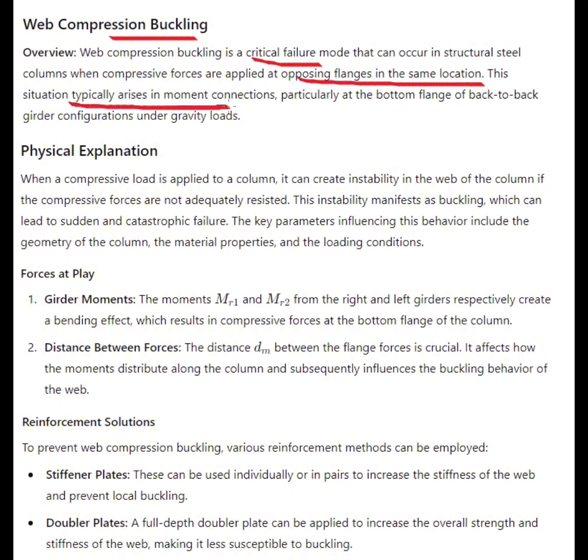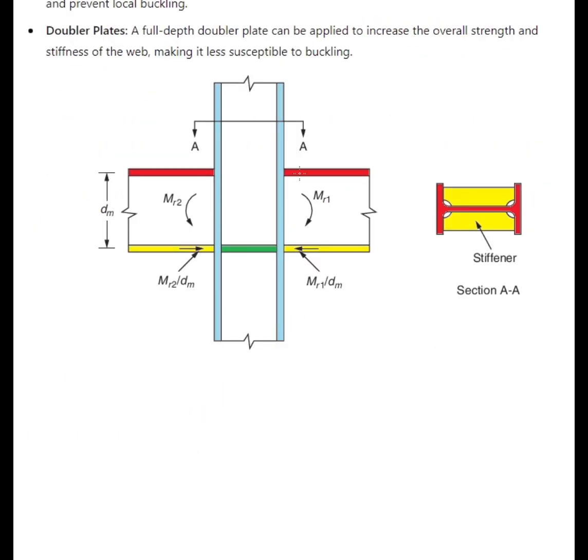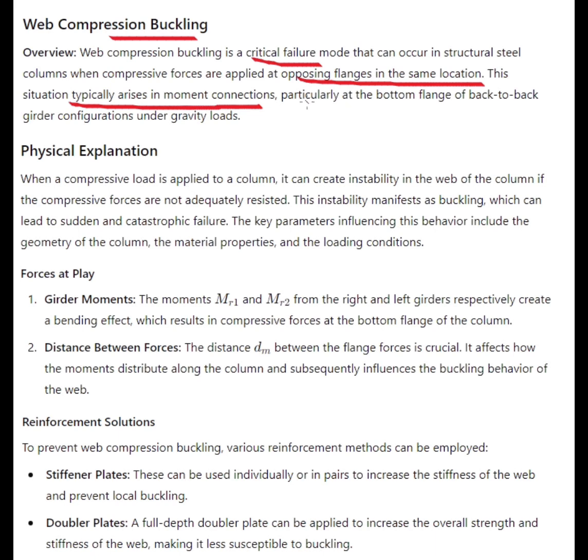This situation typically arises in the moment connection. This is an example of a moment connection. This kind of situation, compressive forces acting in opposite directions in the same location, can arise typically in moment connections, particularly at the bottom flange of back-to-back girder connections under gravity.